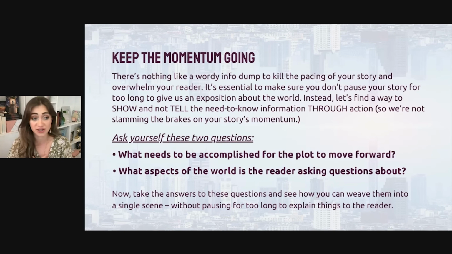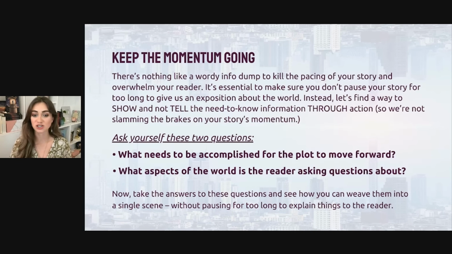And my hack for doing this is to ask myself 2 questions, and the answer to these 2 questions becomes the scene. Okay, so first, what needs to be accomplished right now for the plot to move forward? And what aspects of the world is the reader asking questions about?